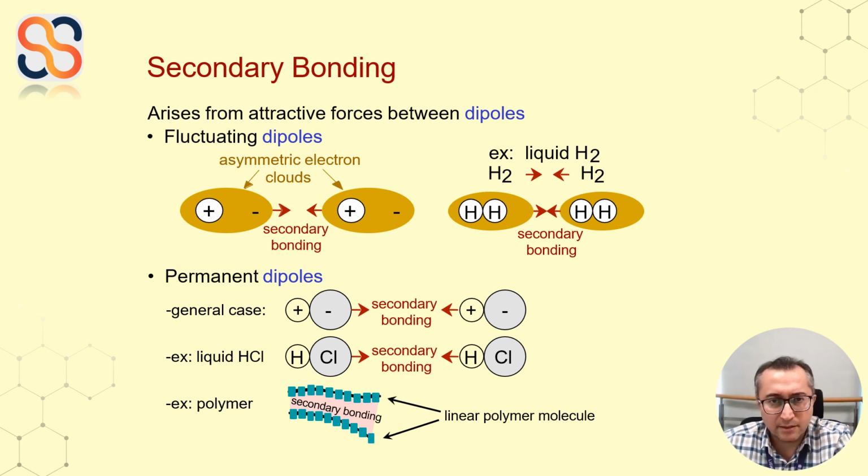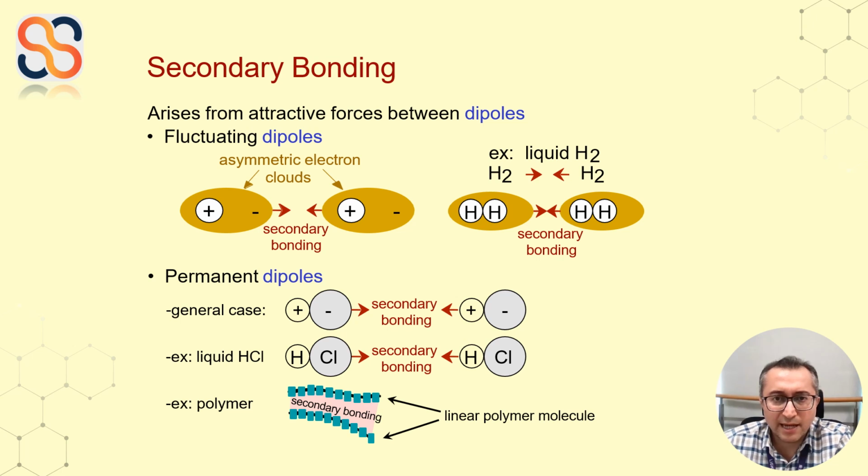We may also have permanent dipoles. They happen when molecules have a permanent separation of charge resulting in a positive and a negative end. A great example here is liquid hydrochloric acid. In HCl, we have a hydrogen atom that is less electronegative than chlorine. So we have a dipole, the hydrogen end becomes slightly positive, and the chlorine end becomes slightly negative. This permanent dipole leads to secondary bonding between molecules.